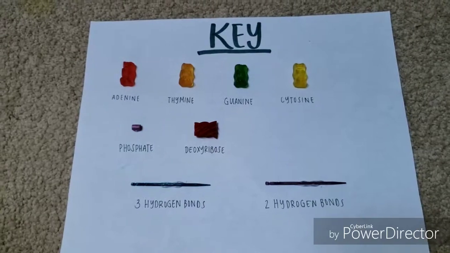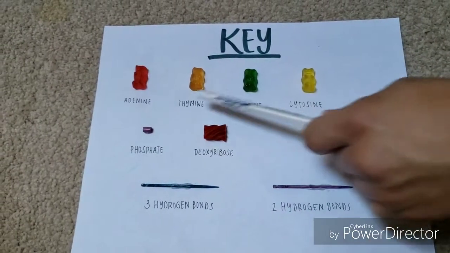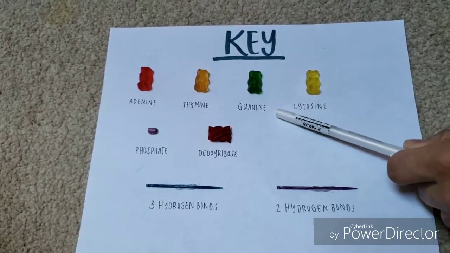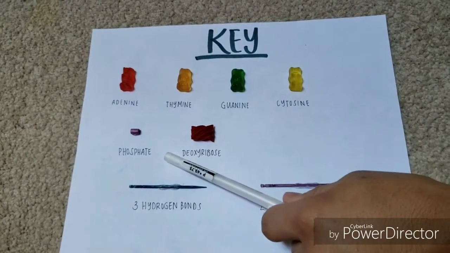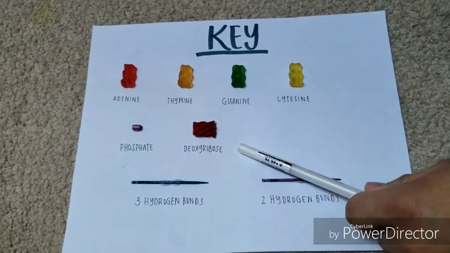Here is our key. Our red gummy is adenine, orange is thymine, green is guanine, and yellow is cytosine. For other parts of the DNA structure, the phosphate is represented by a purple bead and the deoxyribose sugar is the red vine.